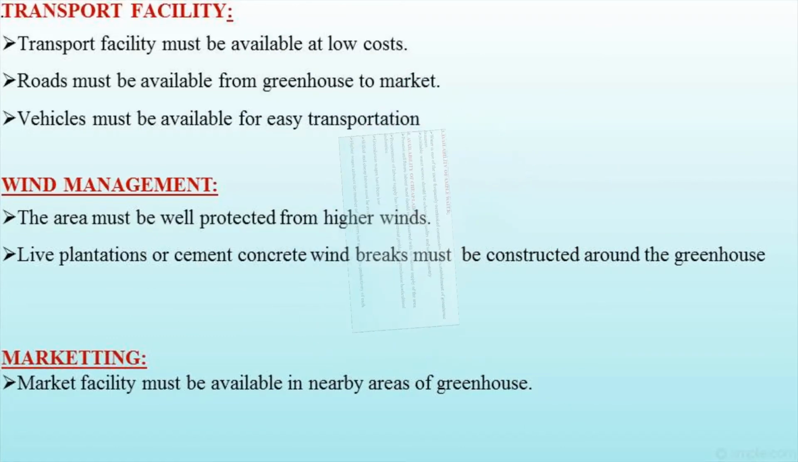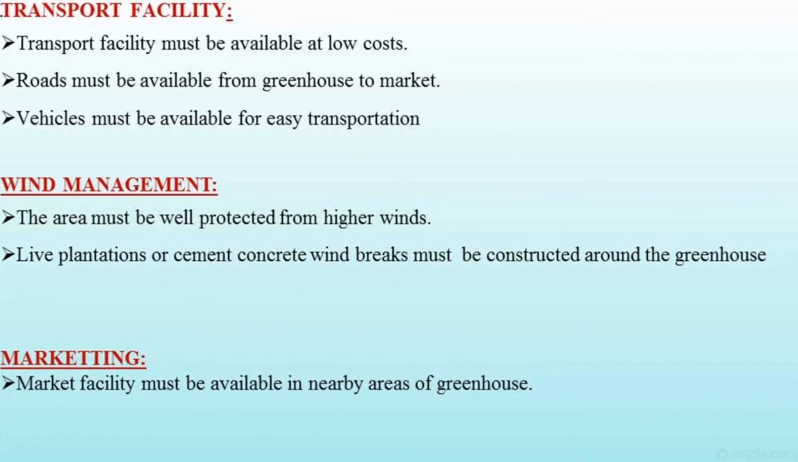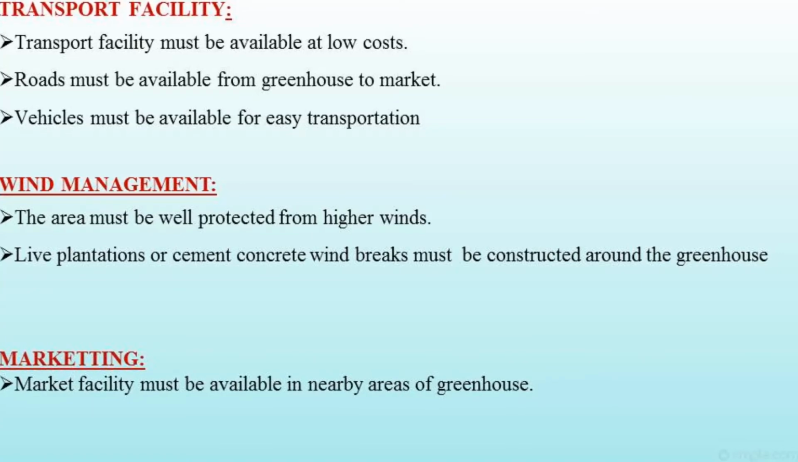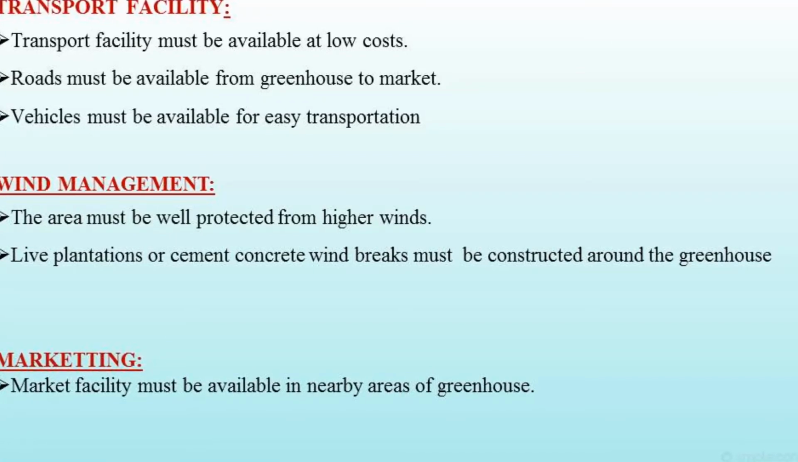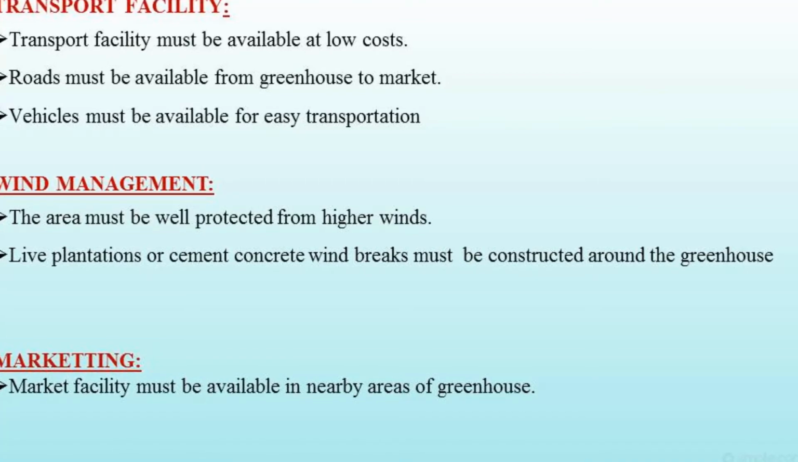Then the next factor is transport facility. The transport facility must be available at low cost. Second, a road must be available from the greenhouse to the market. And last, a vehicle must be available for easy transportation.